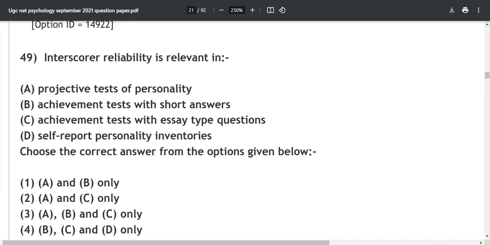So the answer will be a projective test of personality, maybe Rorschach, thematic, whatever it is, achievement test with short answers, and achievement test with essay type questions. In these three, inter-scorer reliability is relevant, but not in the self-report inventory. It is an IMP question. They can ask you again anytime soon. Okay, so make sure that you note this down. Option number 3 is the correct answer over here.